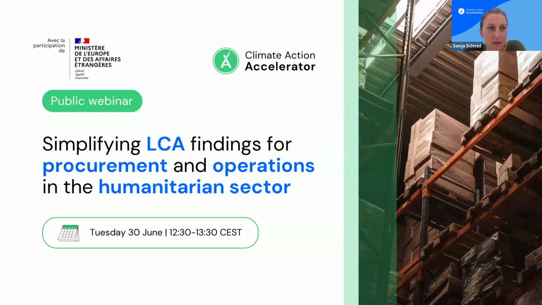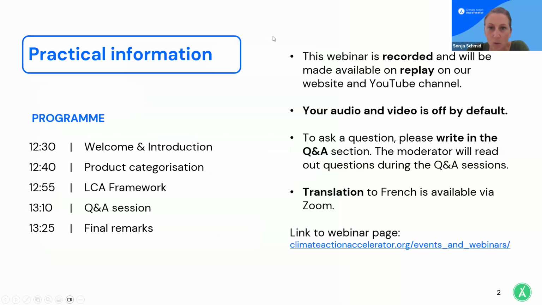Before we get started with the content, just a bit of practical information. We talk about two key elements today: our approach to categorizing products to simplify findings of life cycle analyses, and an LCA framework to improve comparability of LCAs across the sector. Then we should have sufficient time for questions at the end of the session.